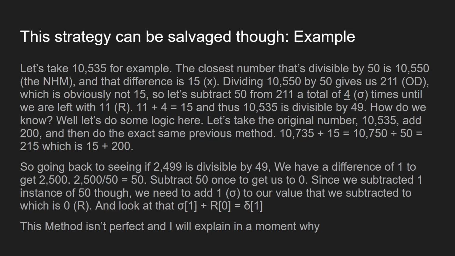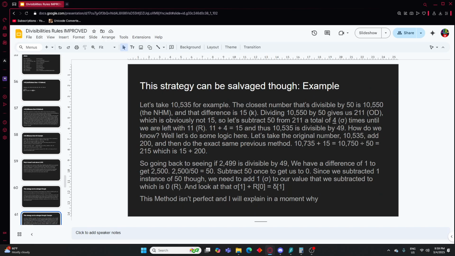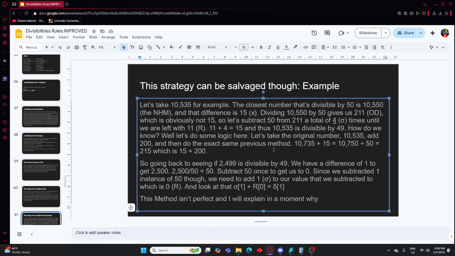So let's take the number 10,535, okay? The next closest number that's divisible by 50 is 10,550, okay? What is the difference? The difference is 15. This is not x. I don't know why I wrote this as x. This was supposed to be delta. I'm sorry. Ignore that. Here, let me rewrite it. This is supposed to be delta.